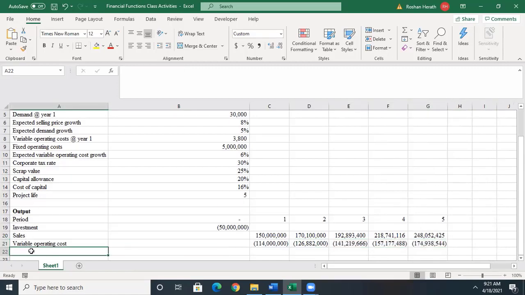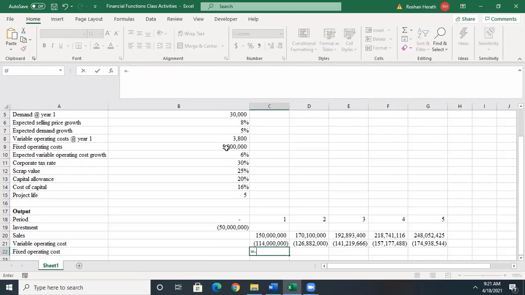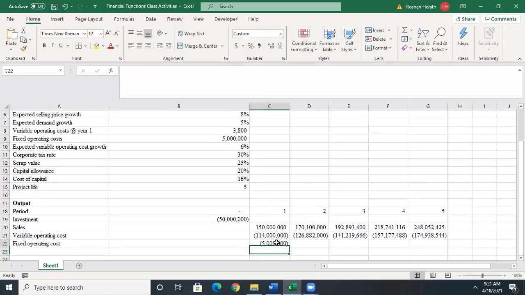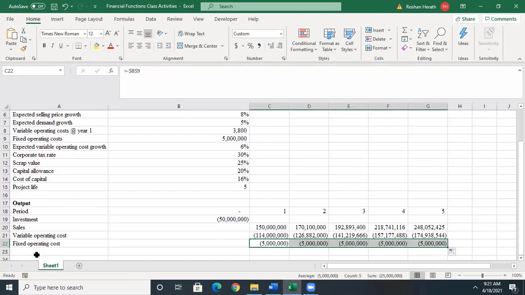Then you can get the fixed operating cost as well. The fixed operating cost is pretty much straightforward. No growth, you can simply refer to the fixed operating cost. It's 5 million. Then you can drag it for the rest of the life. Then you have considered the fixed operating cost as well.